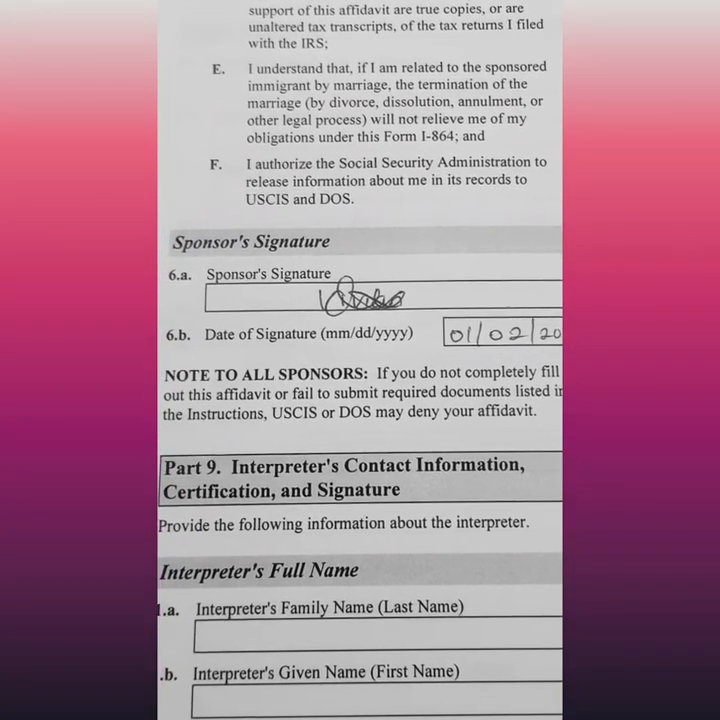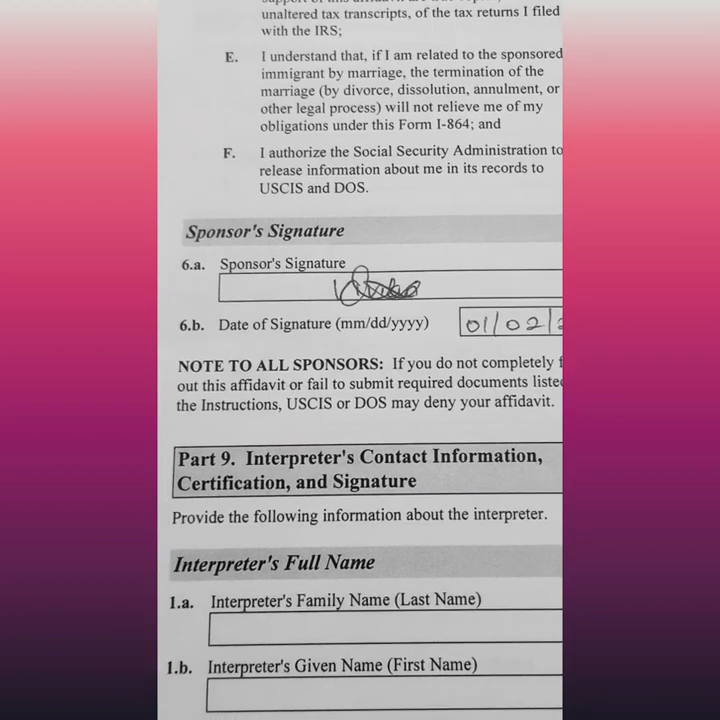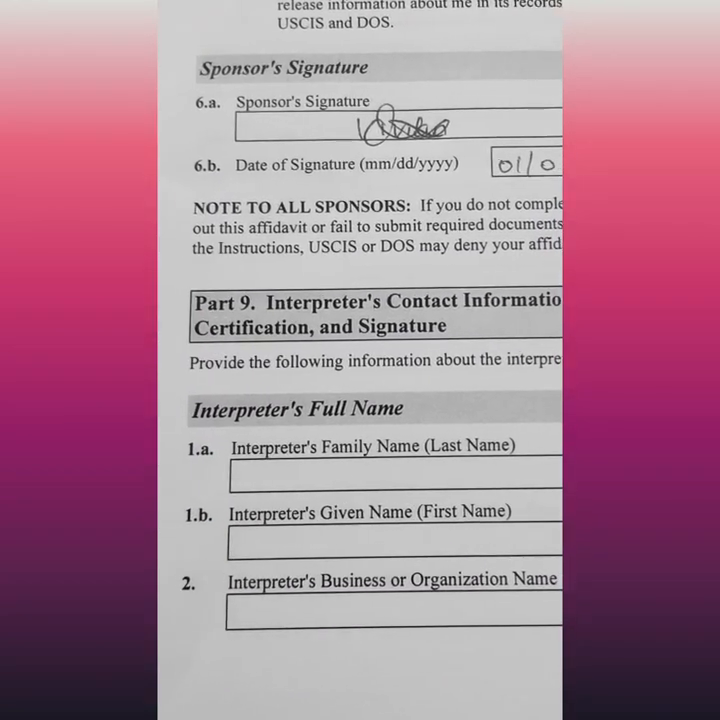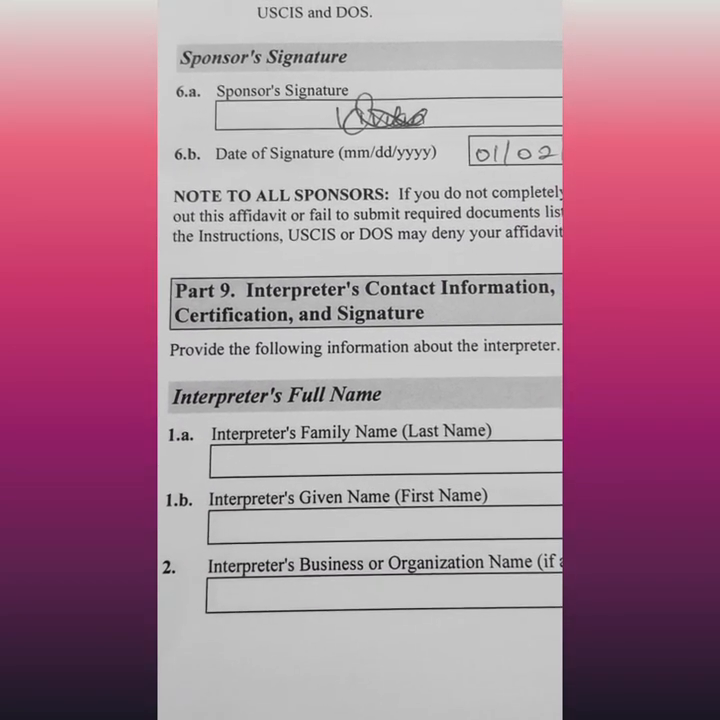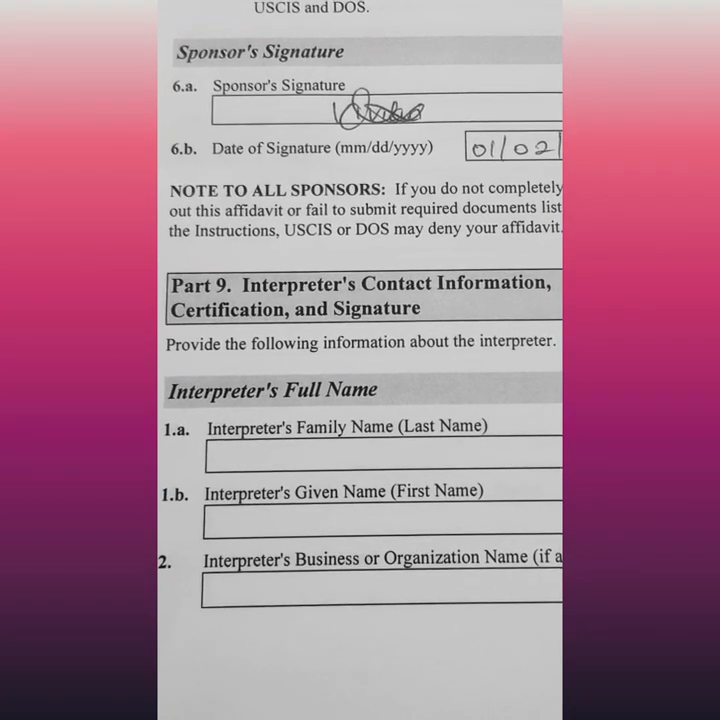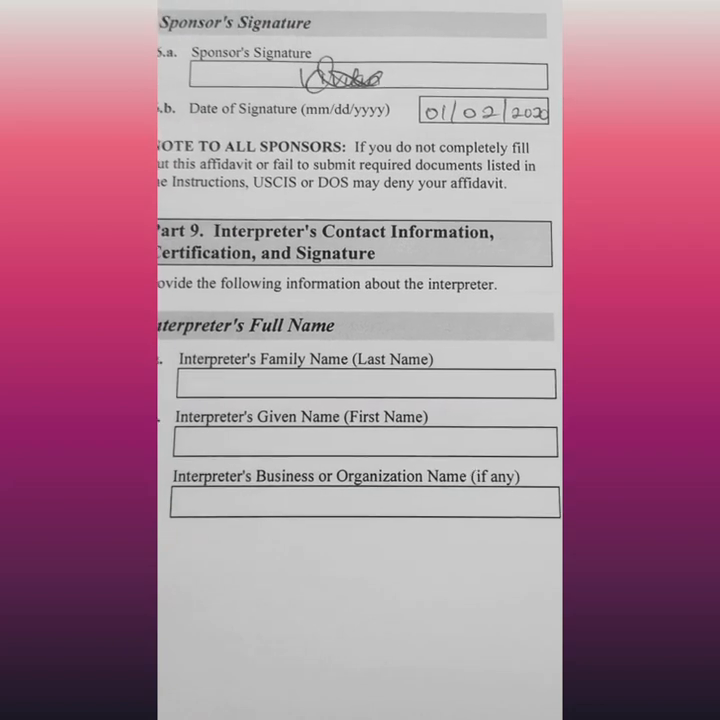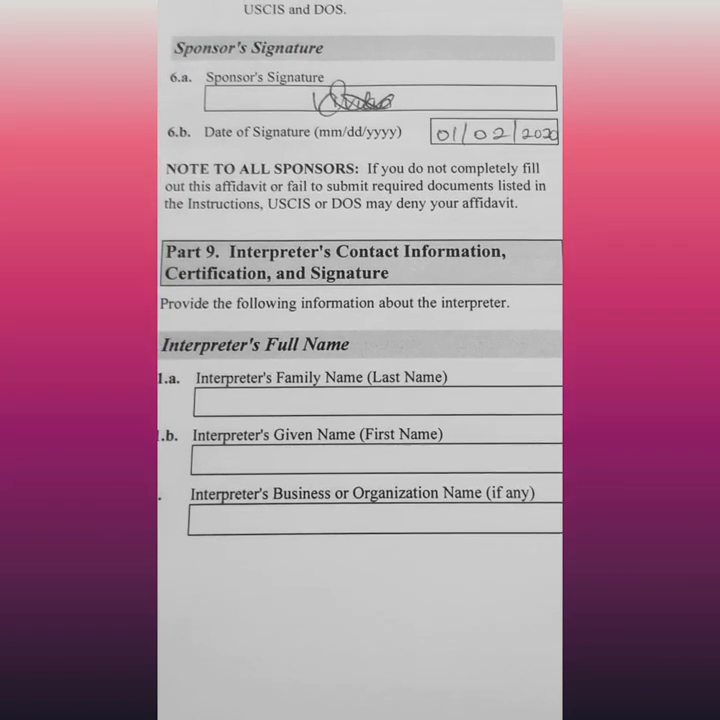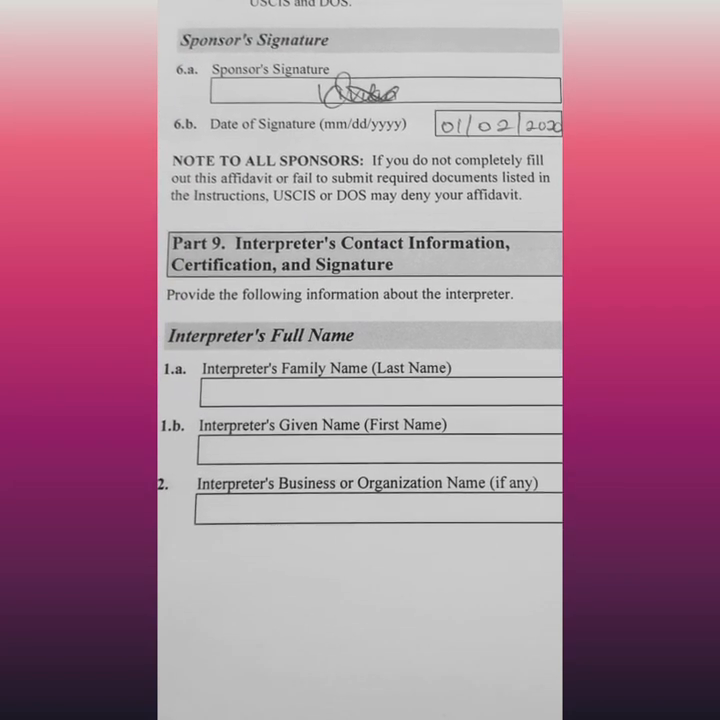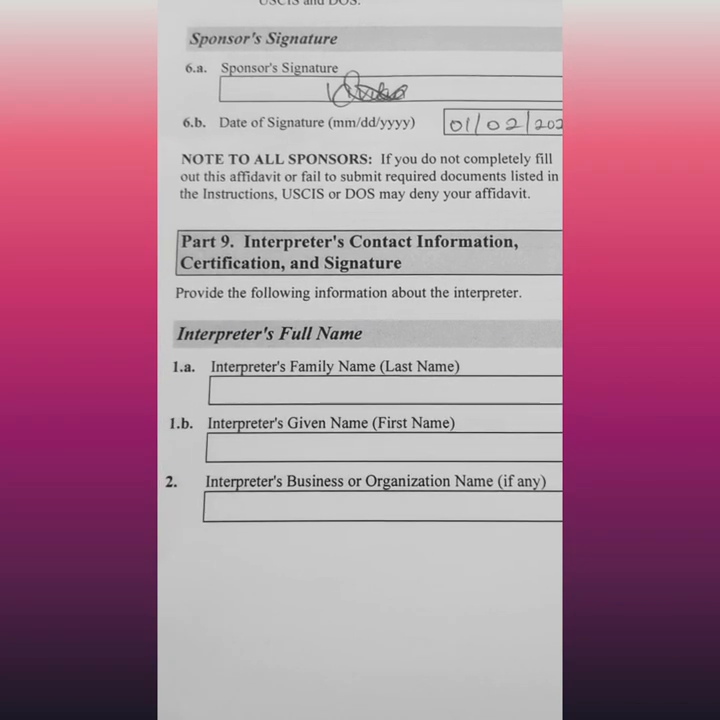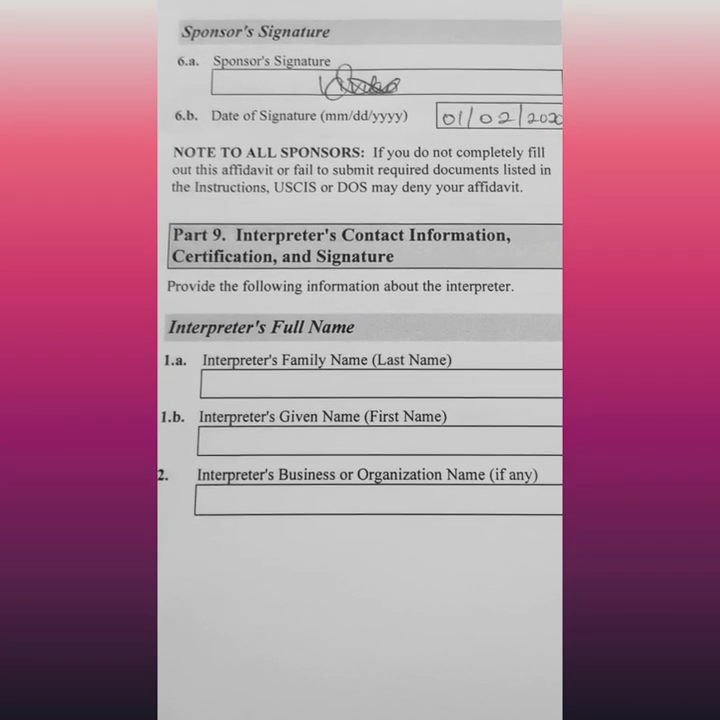We move over to the sponsor's signature. So 6A, sponsor's signature. 6B, the date of the signature. Don't forget, these two are very important. You have to sign, you have to put the date of the signature.